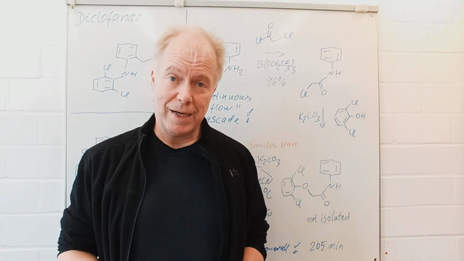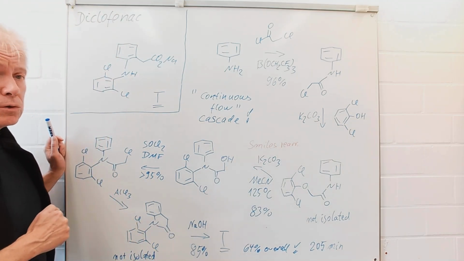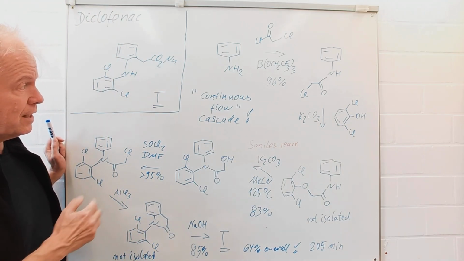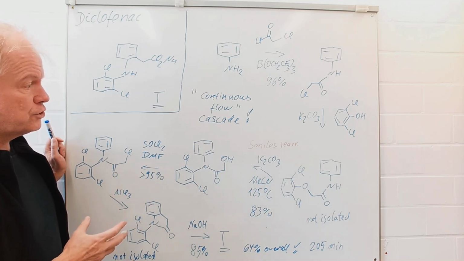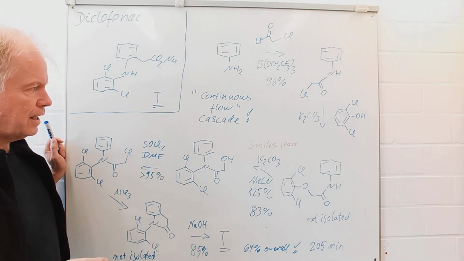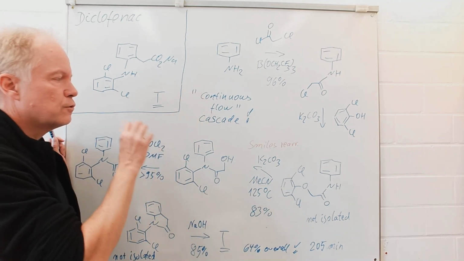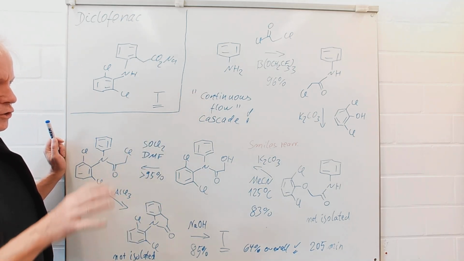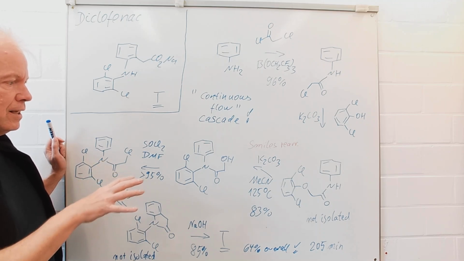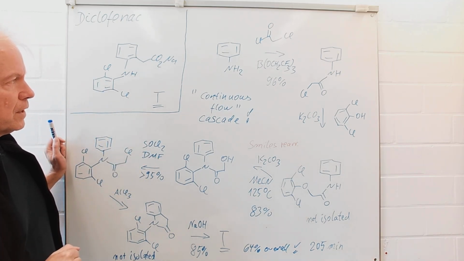In the fourth part of synthesis to Diclofenac, we will have a look at a process which indeed works on an industrial scale and has been optimized for a continuous flow cascade. So smaller reactors, one after the other.